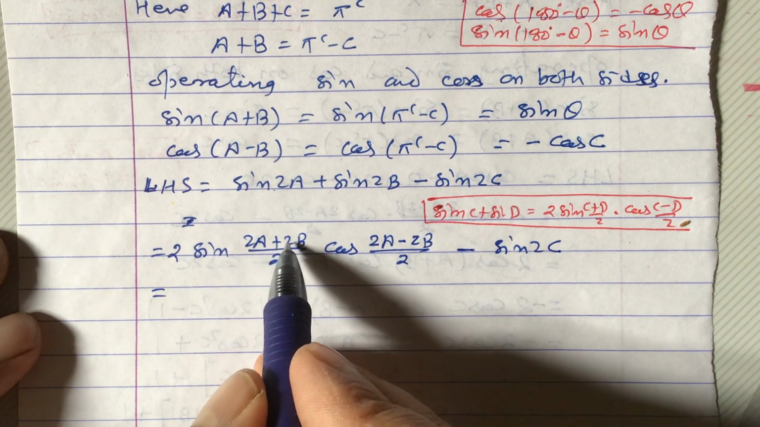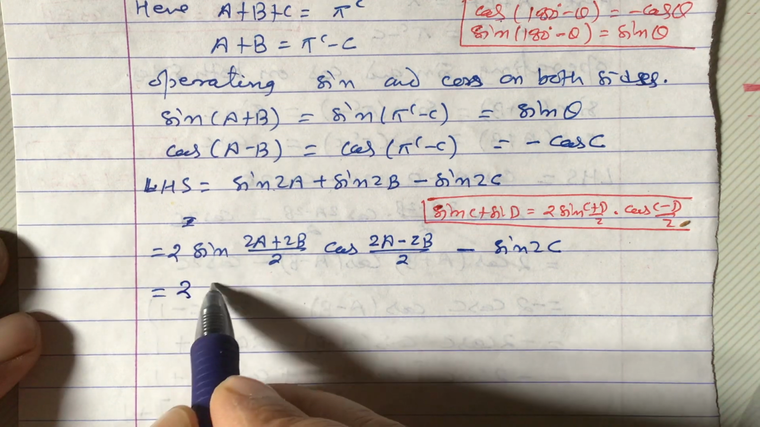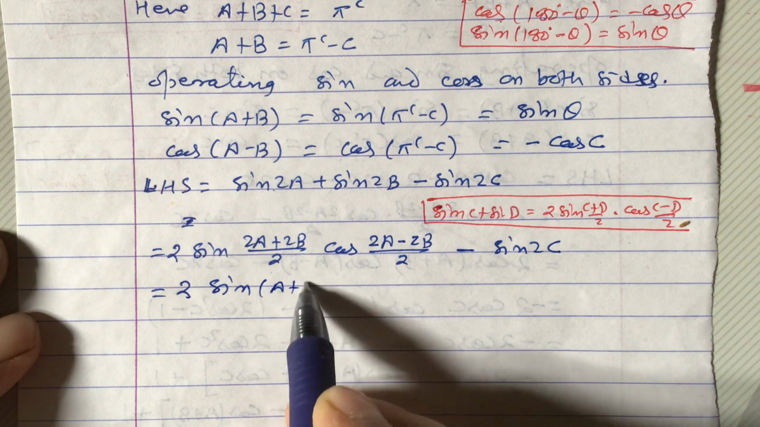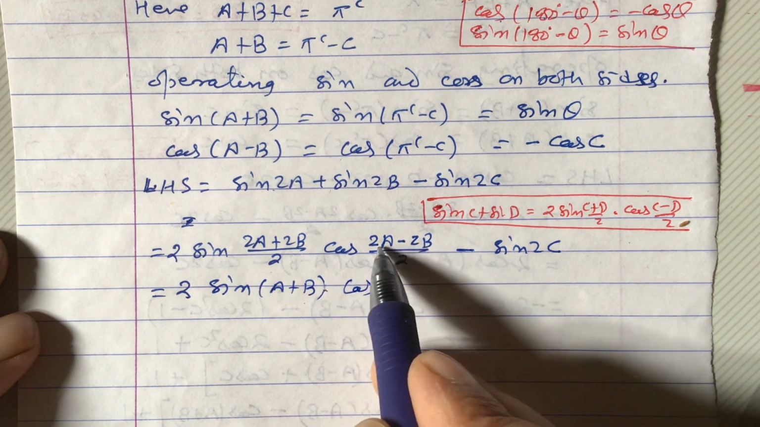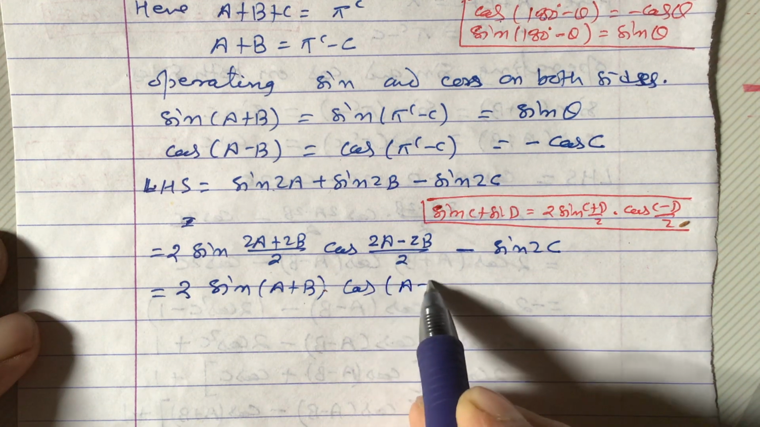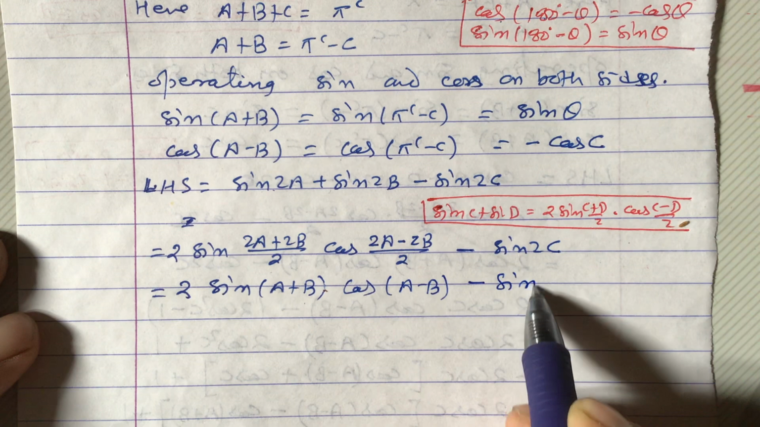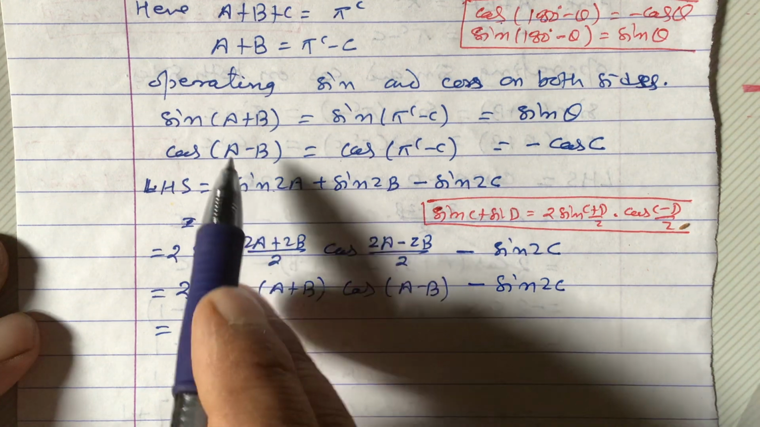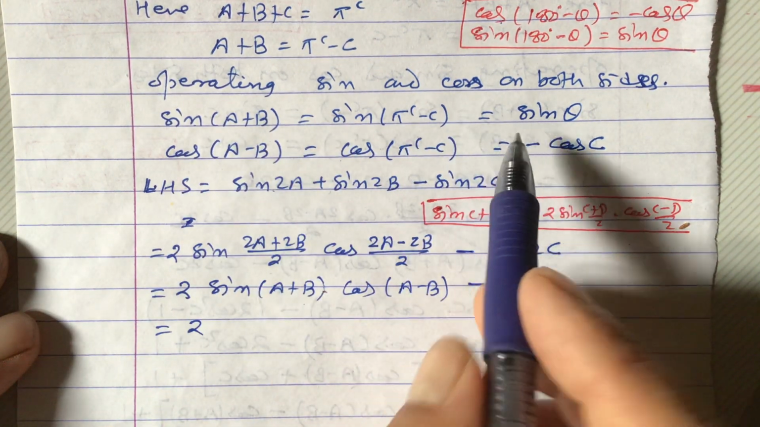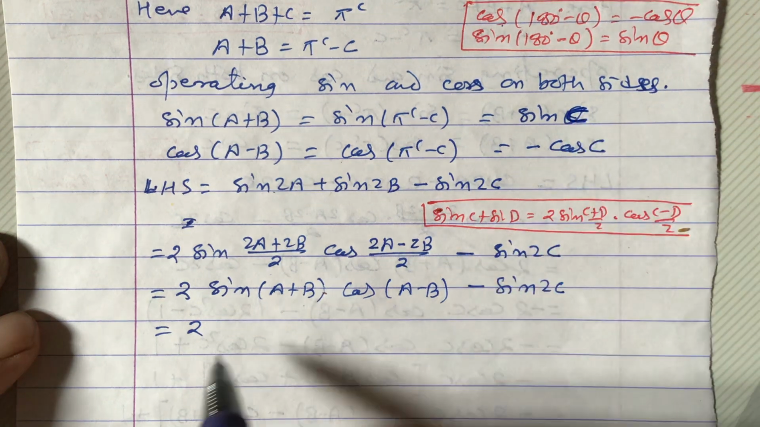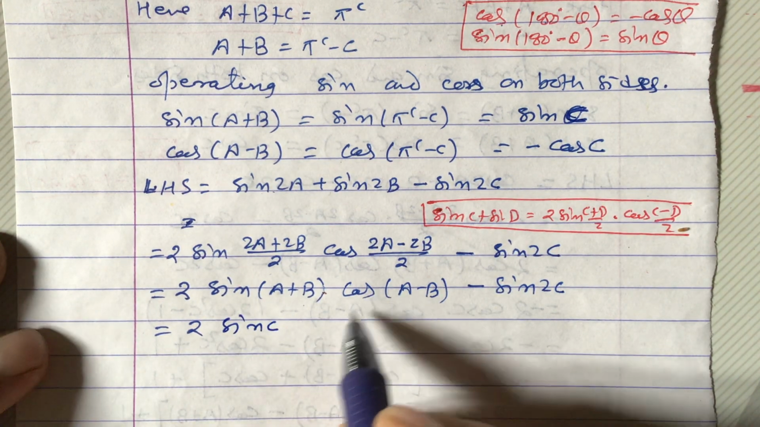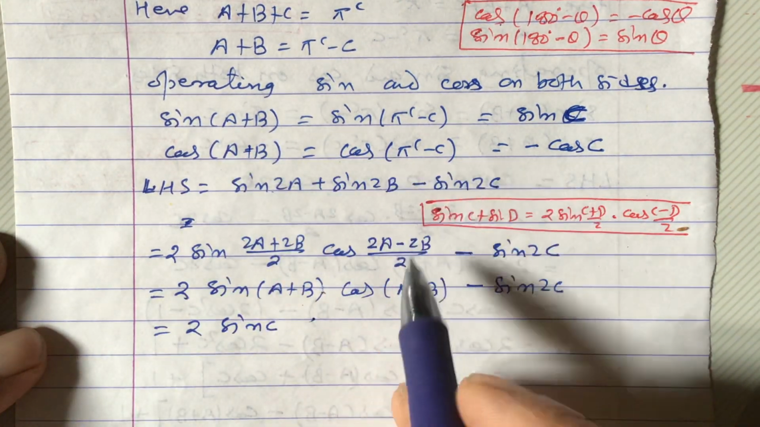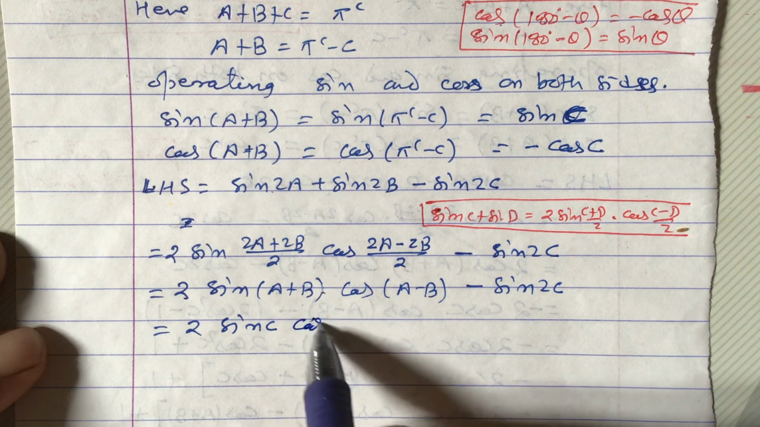Now this is equals to, this 2 and 2 we can take common and cancel, so this 2 will be as it is, 2 sine. If you take 2 and 2 common and cancel, you will get here just a plus b only. Similarly here cos, here also 2 and 2 we can cancel, so you will get a minus b, minus sine 2c as it is. This is equals to 2 sine a plus b. Just now we have found the value here. Sine a plus b is sine c here. So we'll write here sine c. And then this cos a minus b, there is no value. There is no a minus b value. So cos a minus b as it is.